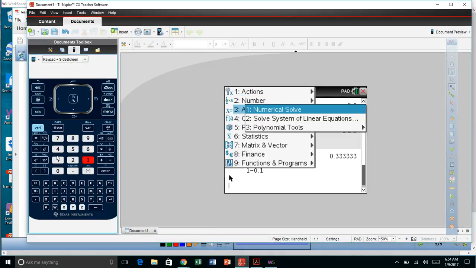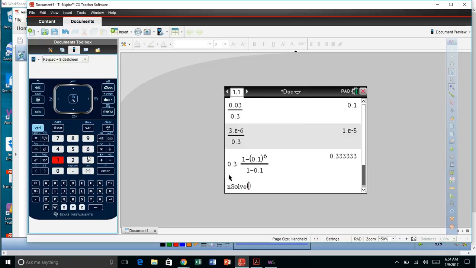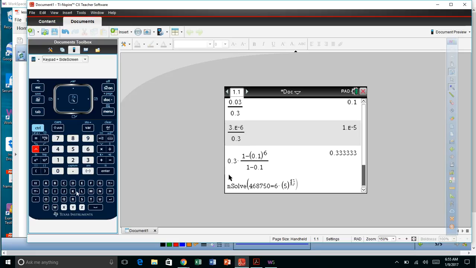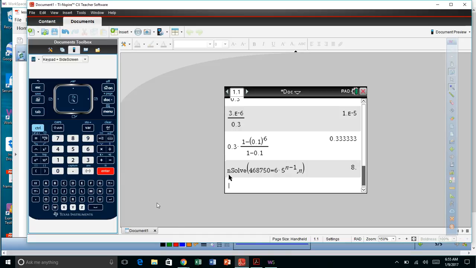So menu 3, 1, and then we've got 4, 6, 8, 4, 6, 8, 750, 0 equals, and then we're going to have 6 times, open parentheses, 5, close parentheses, caret n minus 1, and then we want to get down off of that, comma, we're looking for the n, and press enter. That gives us 8, and it does work.